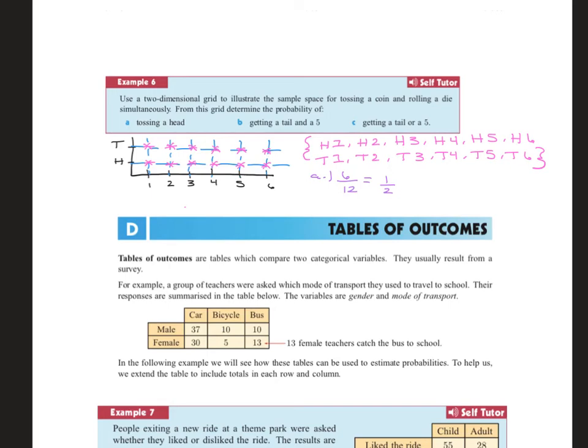What about getting a tail and a 5? Well, I noticed that there's only one of them here, and I can see that that's true right there as well that I circled. So for B, there's only one time where you have that intersection of tail and 5. So 1 out of 12. What about C? Getting a tail or a 5.